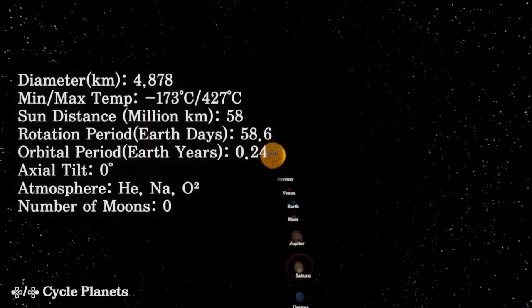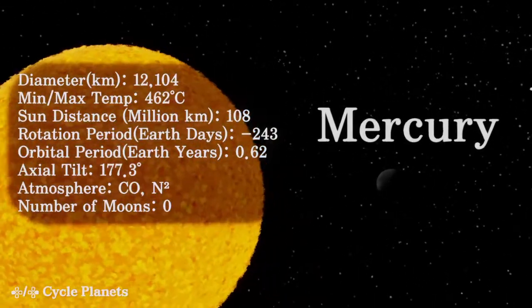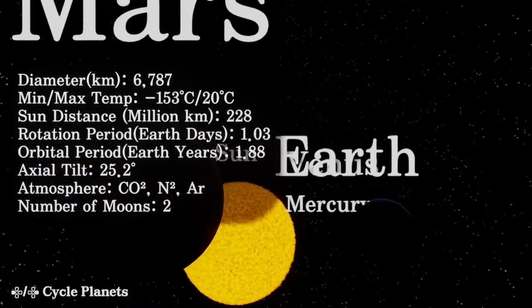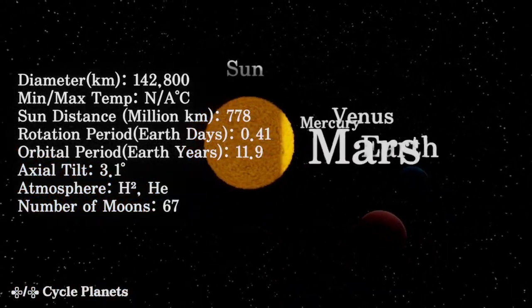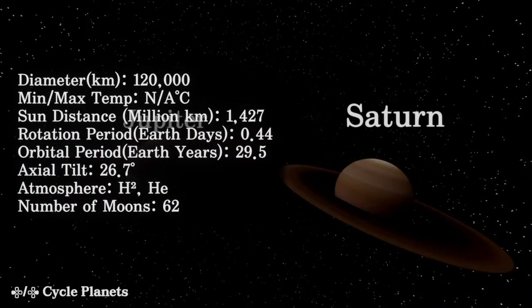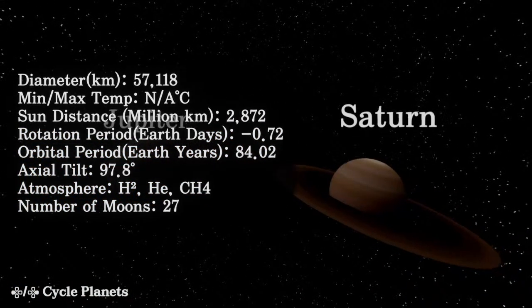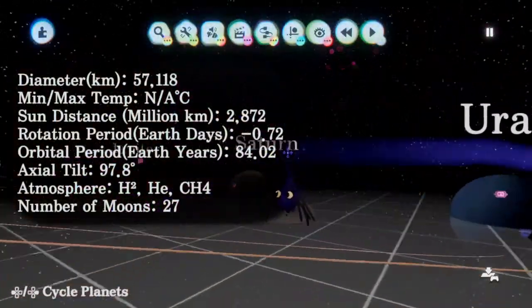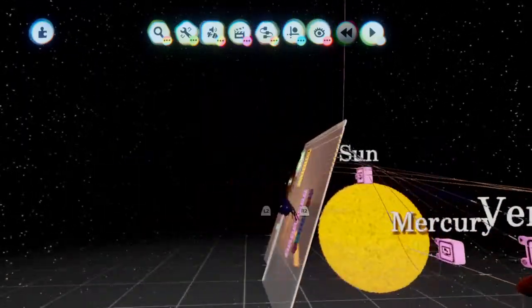We'll see. Mercury. Venus. Earth. Mars. Jupiter. Jupiter. That's why. Saturn. Okay, we got 2 Jupiters. So let's fix that real quick.